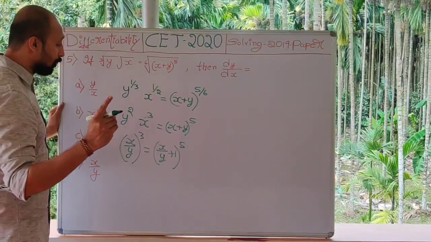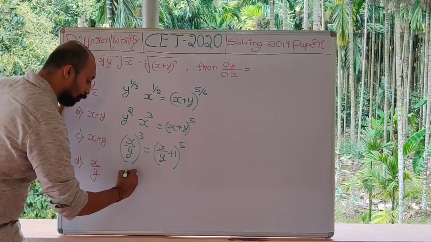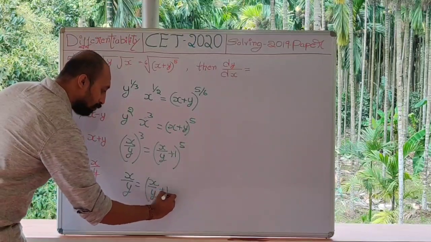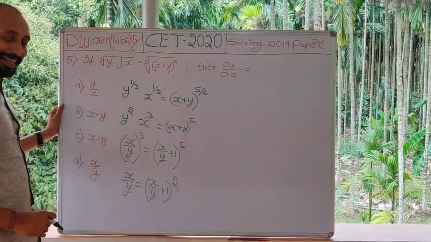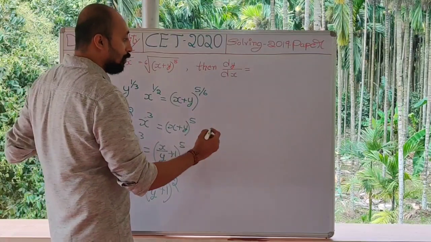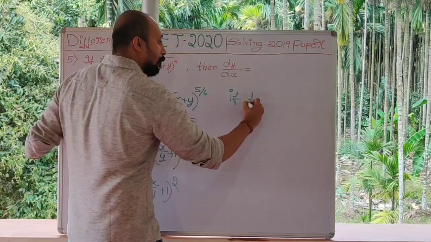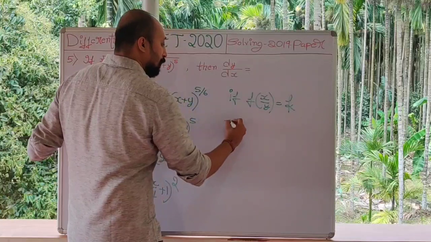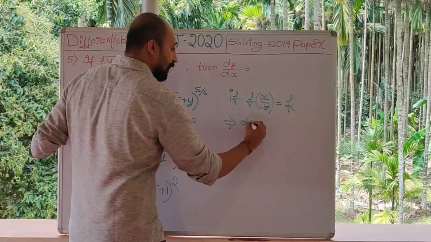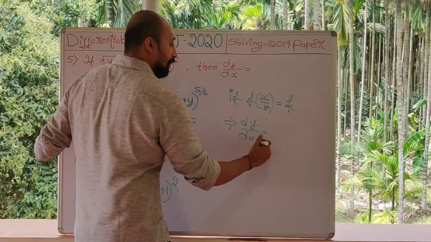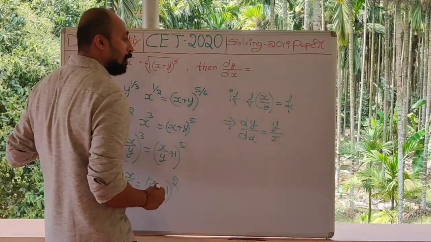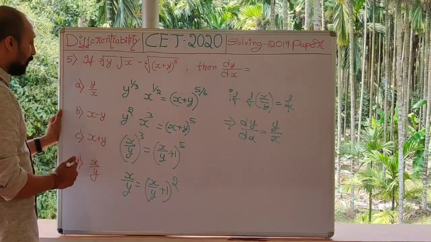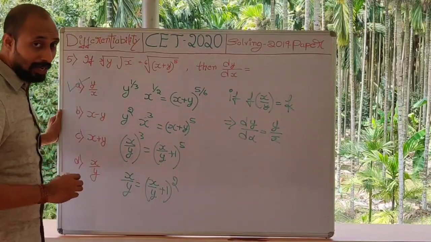Now again I can put cube root on both sides. If I put cube root on both sides, I will get x by y is equal to x divided by y plus 1 whole square. Once I get this, I know something: if f of x by y is a constant k, this will imply that differentiation of y divided by differentiation of x is y divided by x. So of course we are finding that f of x by y is giving a constant here. So that's how I can directly say option A is the right answer.